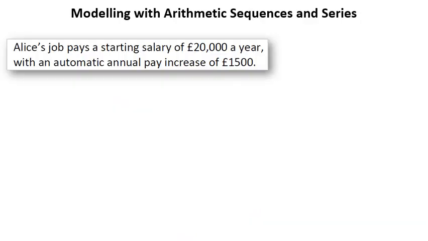We're going to finish with a bit of an example here of modeling with arithmetic sequences and series. So start with Alice's job. It has a starting salary of £20,000 a year, but there's a pay increase of £1,500 automatically applied every year. So in her second year, she'll be paid £21,500, and in the third year, £23,000.